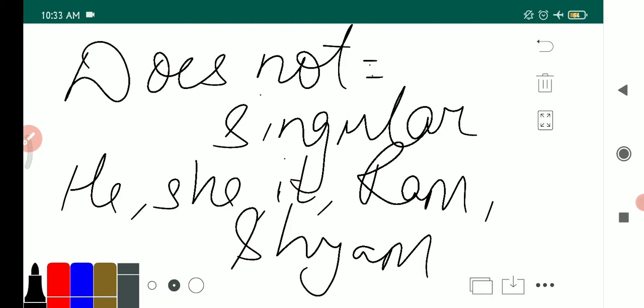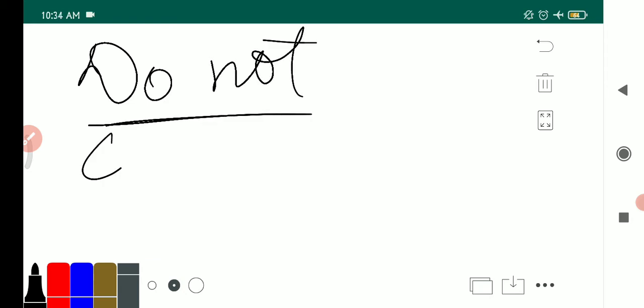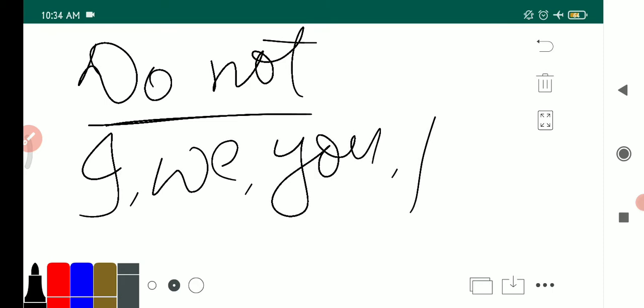Now let's come to do not. We use do not with I, we, you and all the plural nouns and pronouns. With all the plural nouns and pronouns, we use do not. So I hope that the usage of does and do are clear to everybody.